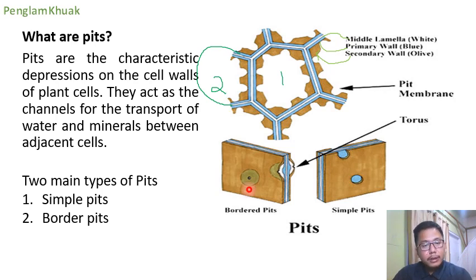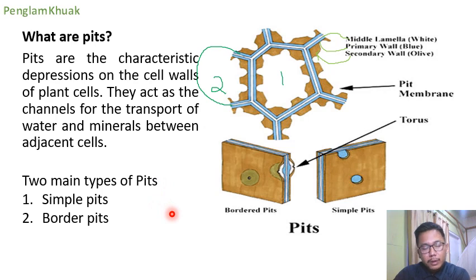Pits are characteristic depressions. This here is a depression, that means a hole where no secondary cell wall is deposited. This depression acts as a channel for transport of water and minerals between two adjacent cells, between 1 and 2. This depression is known as a pit.